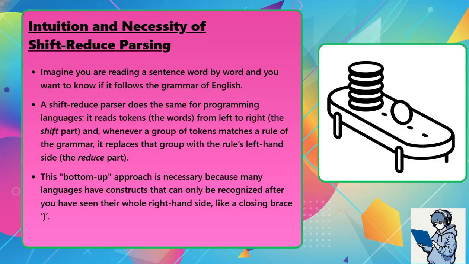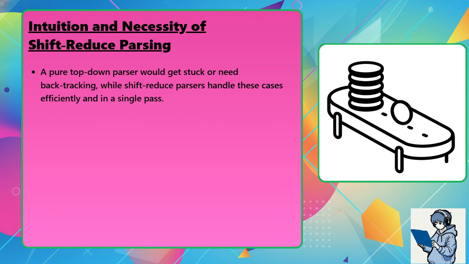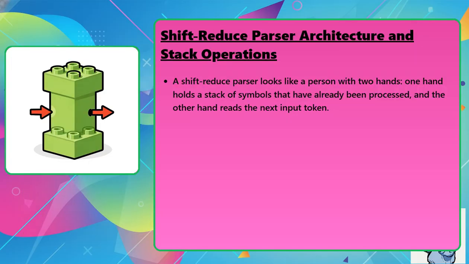This bottom-up approach is necessary because many languages have constructs that can only be recognized after you have seen their whole right-hand side, like a closing brace. A pure top-down parser would get stuck or need backtracking, while shift-reduce parsers handle these cases efficiently and in a single pass. A shift-reduce parser looks like a person with two hands.